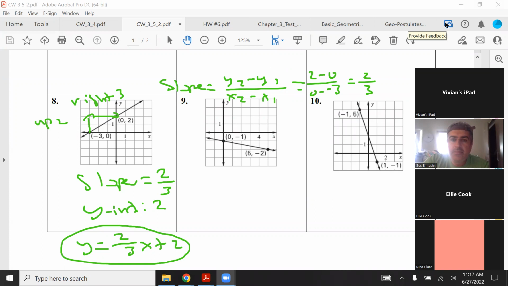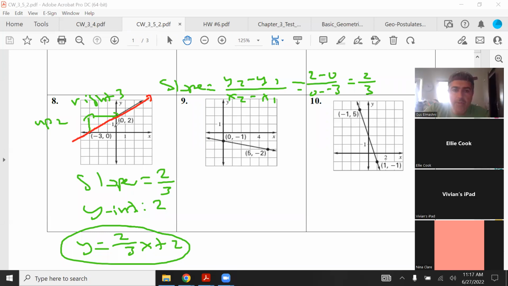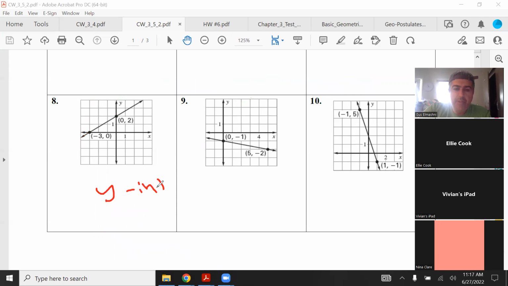I was wondering, how do you get the y-intercept again? You just look at where it touches the y-axis. So here's our line, right? I'll draw in red. And where does it touch the y-axis? At what number? Just 2. That's all. Because it's given to us, right? Remember, a y-intercept. Actually, let me make that clear. Maybe I didn't make that clear enough.